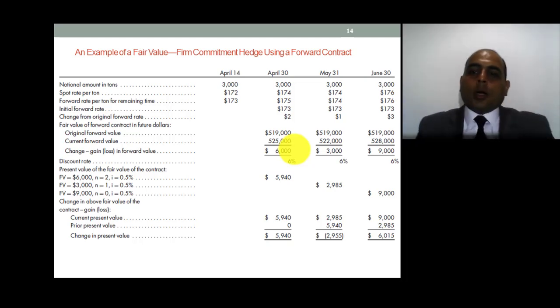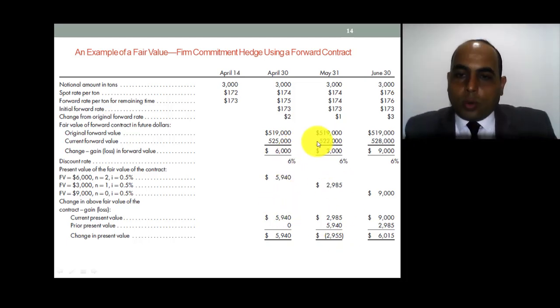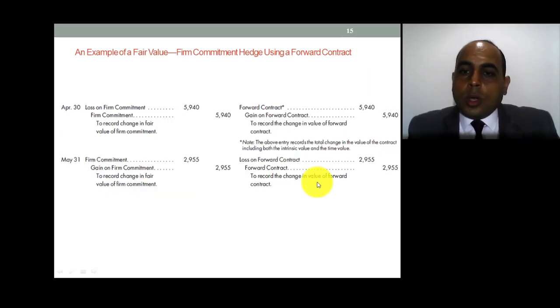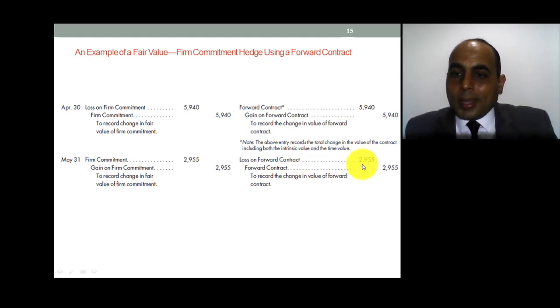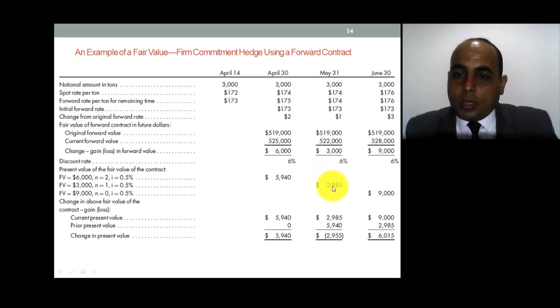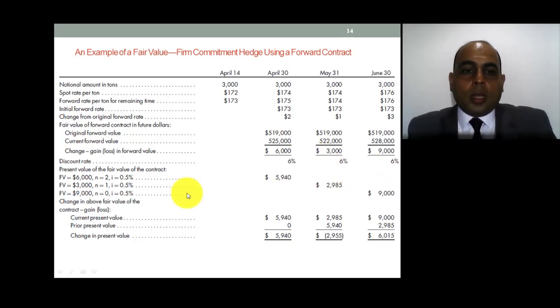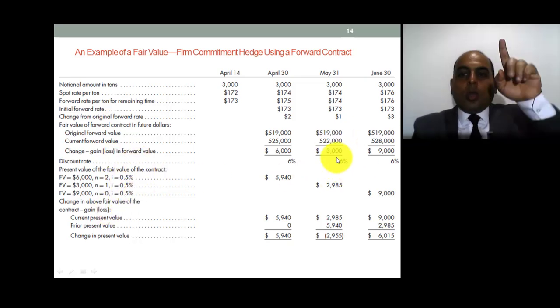So in this case, we are talking about an amount of loss. Here, the original forward is 519. The current forward is 522. So here we are talking about an amount of loss of 2,955. The amount is 3,000, but as we discussed a minute ago, you have to calculate the present value of this amount. How do we calculate the present value?